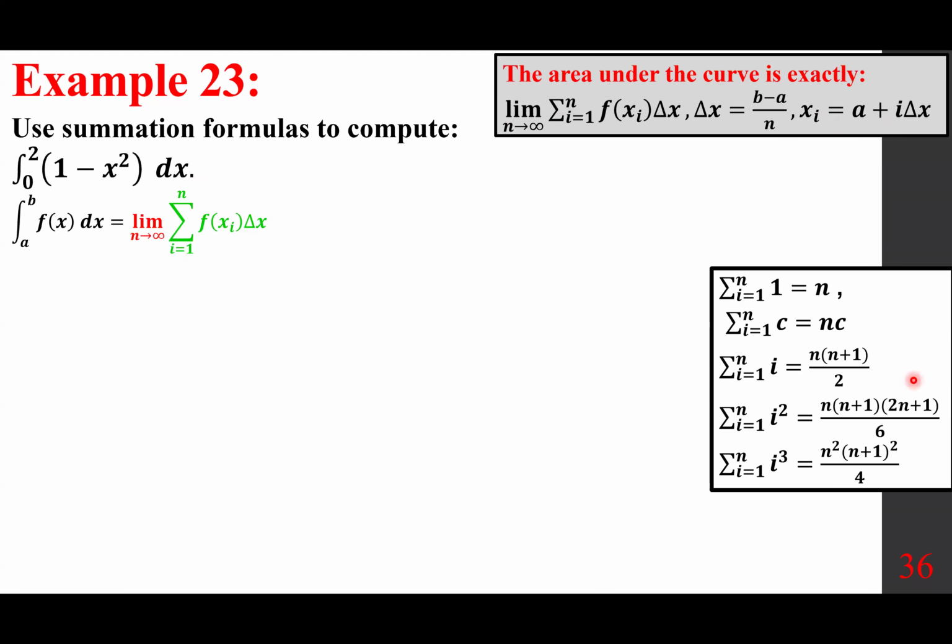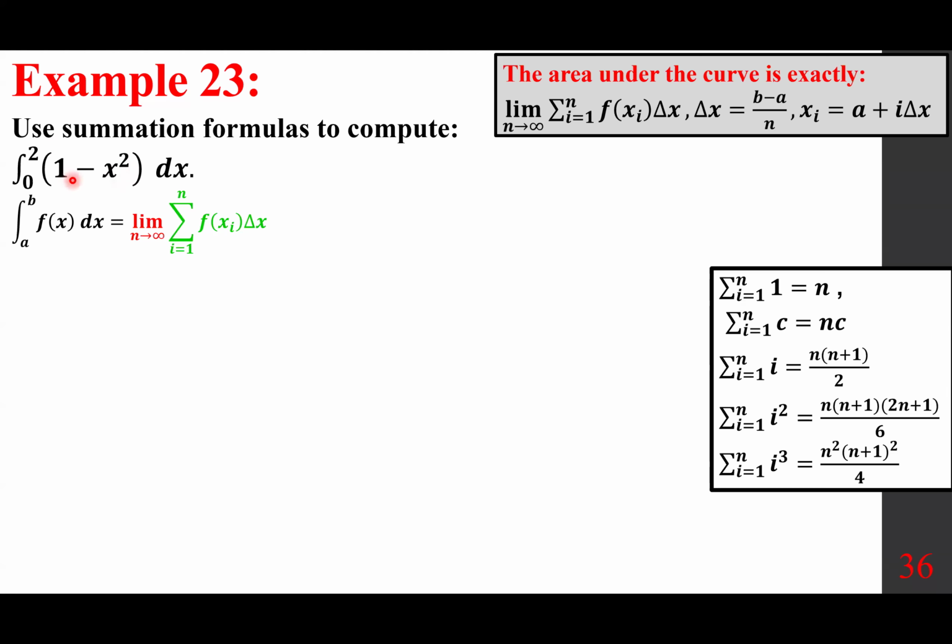For example, the summation of 1 is n as i goes from 1 to n. Summation of c, you can put the c out times 1, it's nc. Summation of i is n times n plus 1 over 2. Summation of i squared is n times n plus 1 times 2n plus 1 over 6. And i cubed is n squared times n plus 1 quantity squared over 4. We're going to use those in a moment, but for now, let's see what the function is when you're looking at this integral.